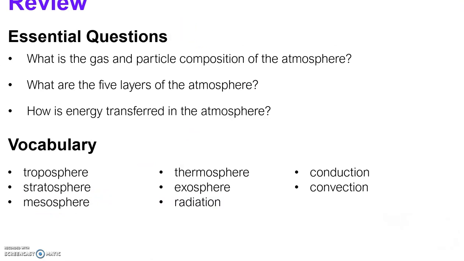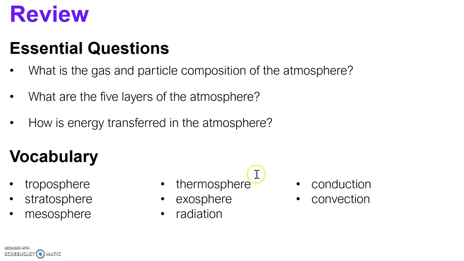Okay, so that pretty much wraps up this section. Those are your essential questions. I hope you can now answer those questions based on that. If you can't, I highly recommend you go back and watch the PowerPoint again to make sure you understand it. Those are your vocab words. Make sure you understand which layers correspond to which position. Troposphere closest to the Earth, and then exosphere furthest away, and then the other ones in between in that respective order. We talked about radiation, we talked about conduction, and we talked about convection. And so make sure you understand those different types of heat transfer.